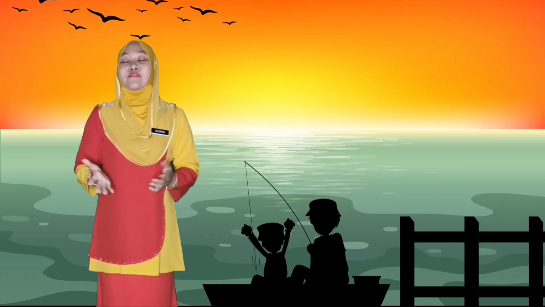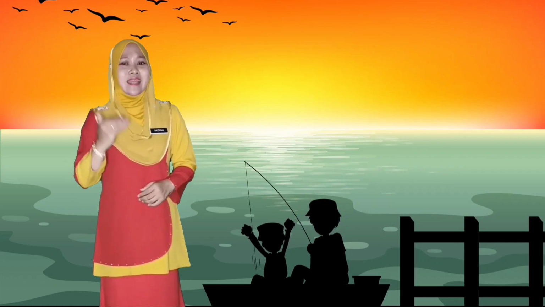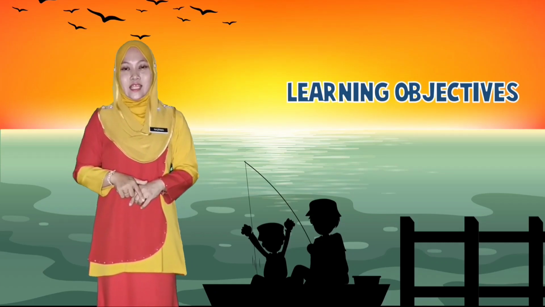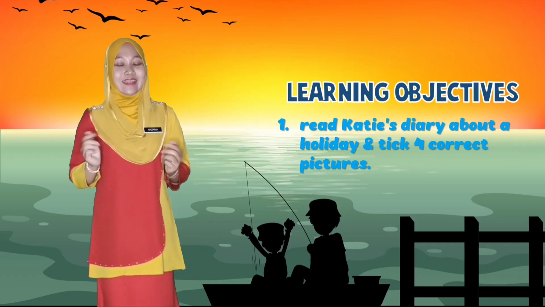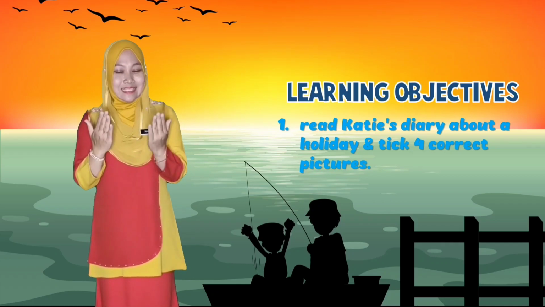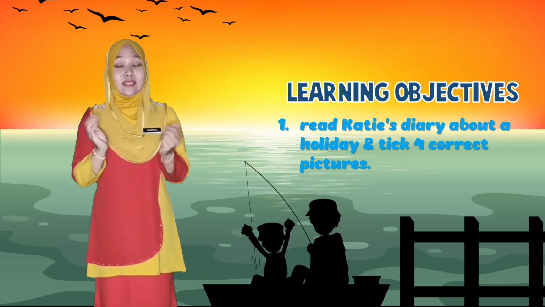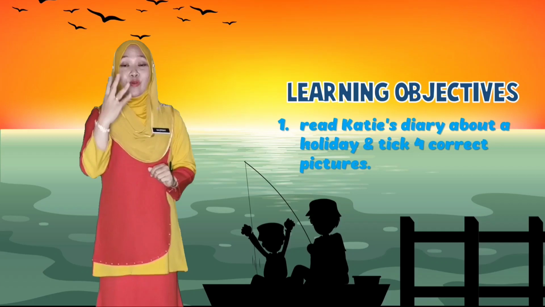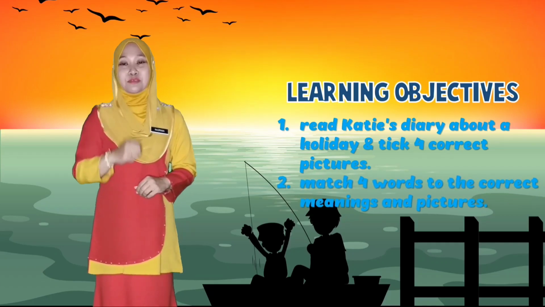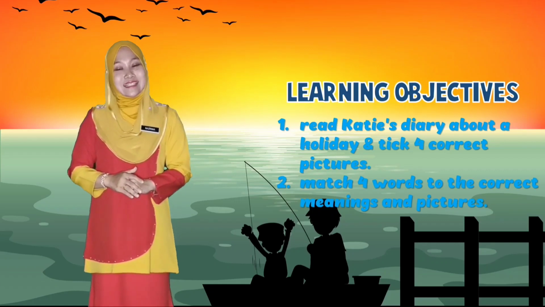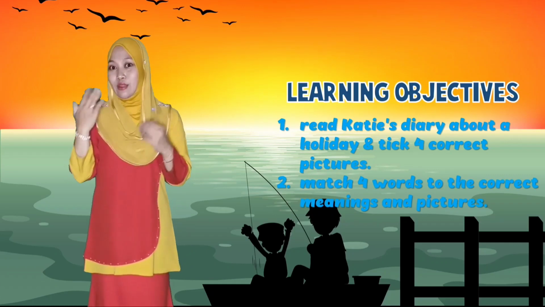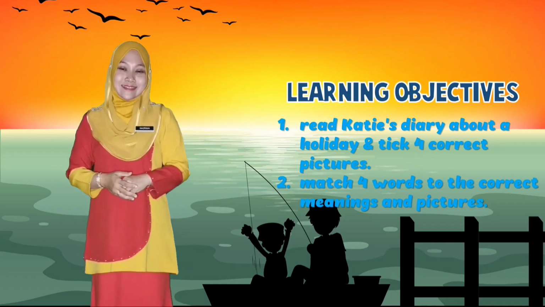Alright. Before we start our lesson today, let us look at the learning objectives for today's lesson. Number 1, by the end of today's lesson, you will be able to read Katie's diary about a holiday and take 4 correct pictures. Number 2, by the end of today's lesson, you will be able to match 4 words to the correct meanings and pictures.